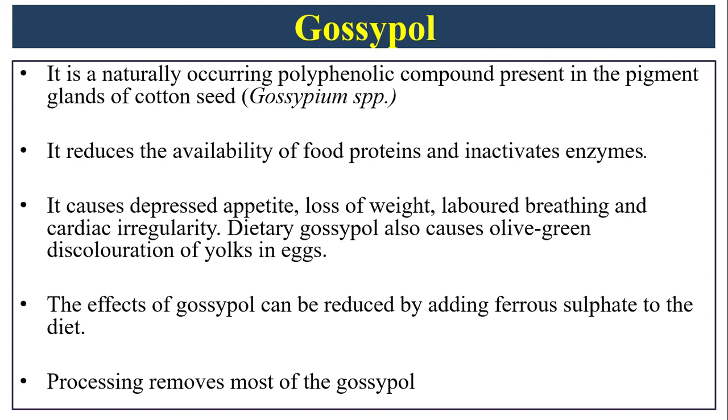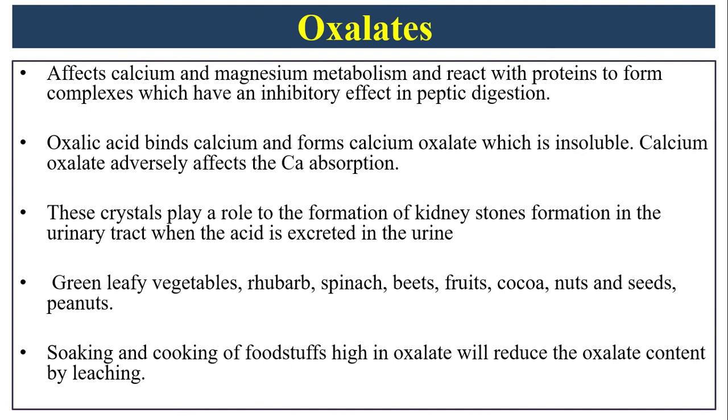It causes depressed appetite, loss of weight, labored breathing, and cardiac irregularity. Dietary gossypol also causes olive green discoloration of yolks in eggs. The effects of gossypol can be reduced by adding ferrous sulfate to the diet. Processing removes most of the gossypol.